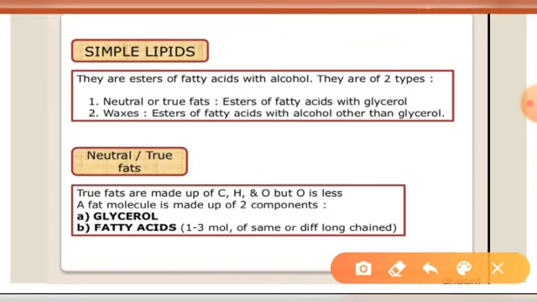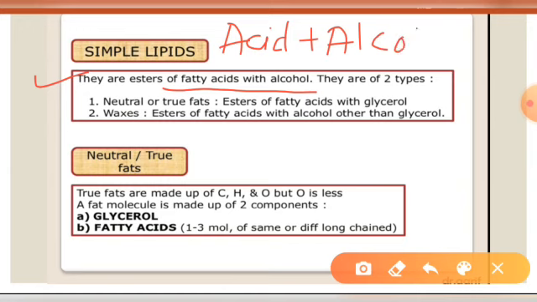First is simple lipids. Simple lipids are esters of fatty acids with alcohol. Now what is an ester? When an acid combines with an alcohol, then an ester is formed. So simple lipids are also esters of fatty acids with alcohol. These simple lipids are of two types: neutral or true fats, and second is waxes.